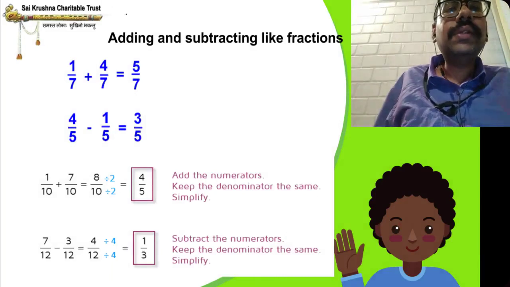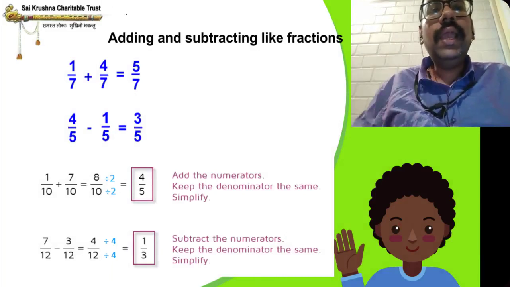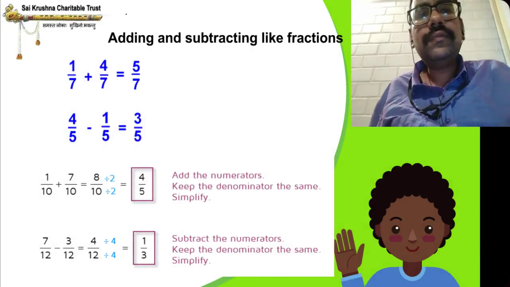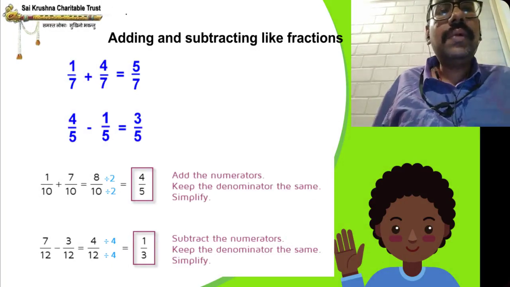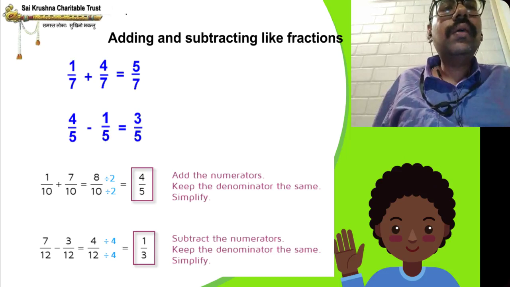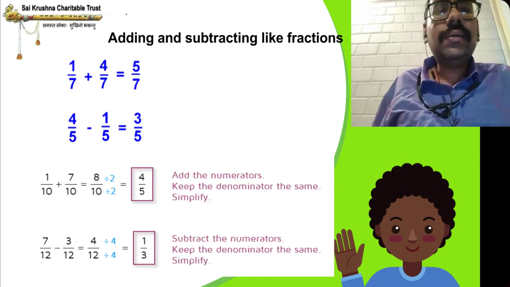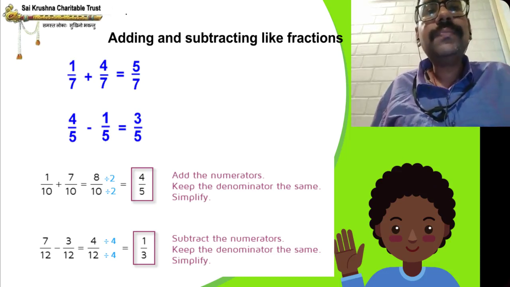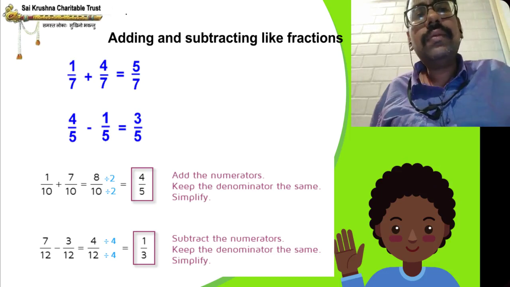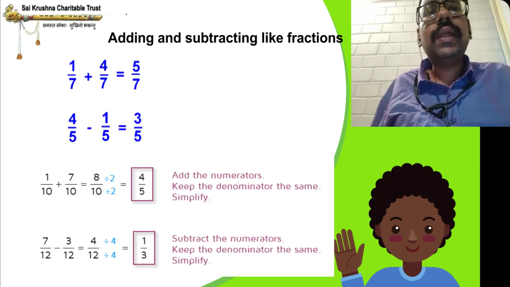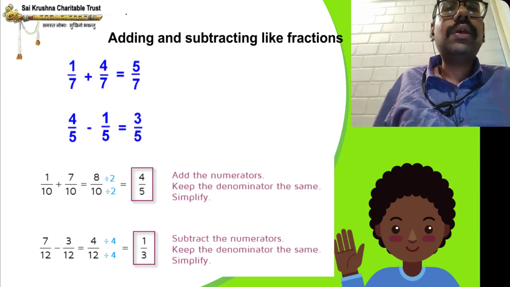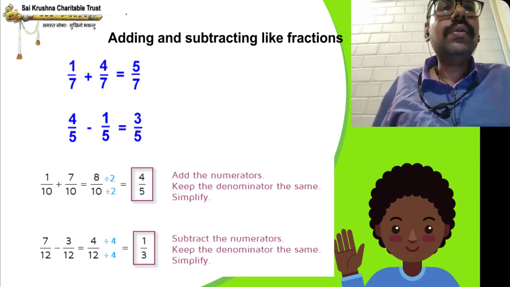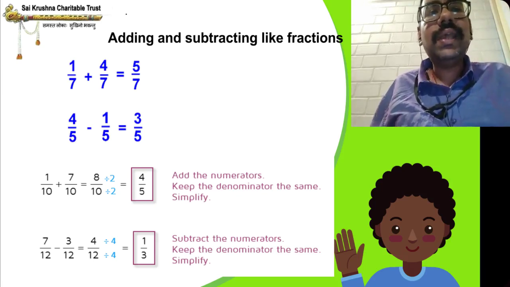Again, some more examples are given. You are adding 1 by 7 plus 4 by 7. As I told you, 7 is the common denominator. So what you have to do? Keep 7 in the denominator constant. It will not change. To get the numerator, what are the numbers in the numerator? 1 and 4, right? So you have to add 1 and 4. So 1 plus 4 is equal to 5. 5 by 7 is the answer.